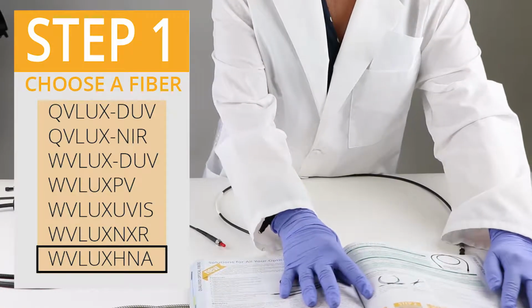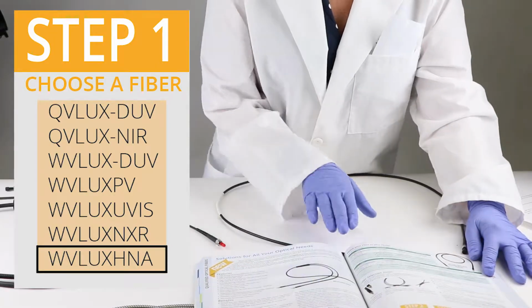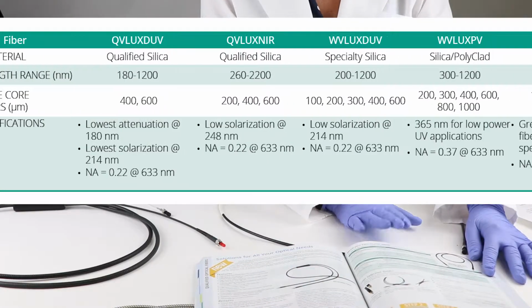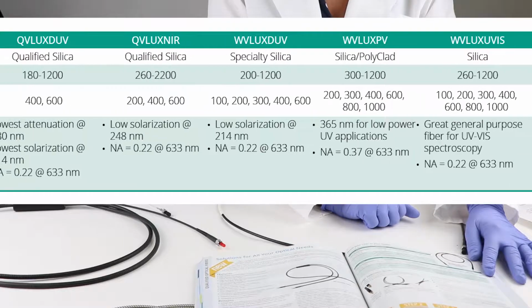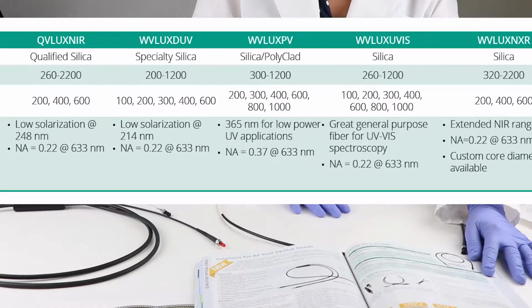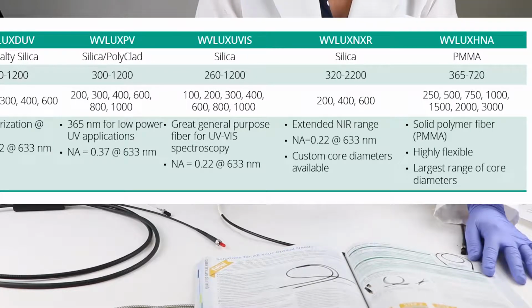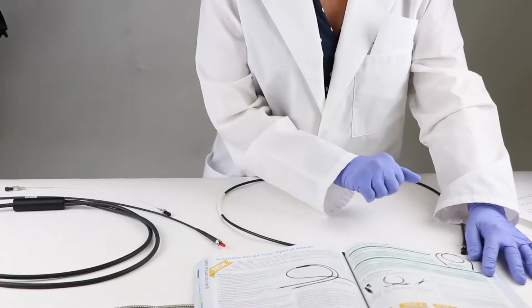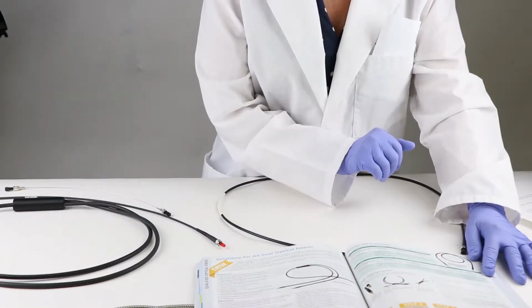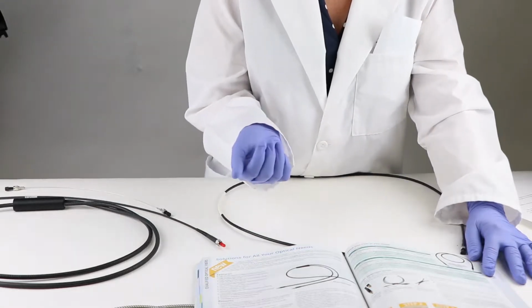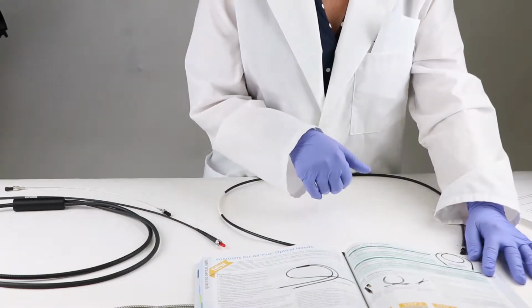Step 1 is to select your fiber material. You will see up here these 2 charts. There are 7 fiber materials available, 2 of them are exclusive and new this year to WPI. And once you've discovered what spectral range you're working on and the numerical aperture that you'll need, you'll select that fiber material and move on to step 2.